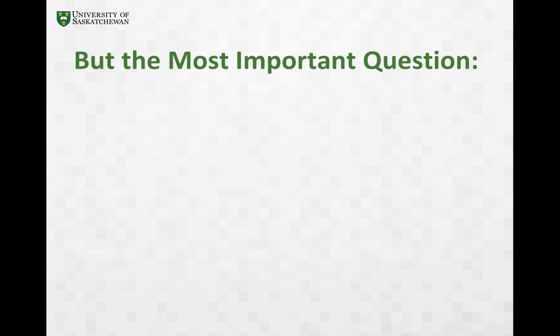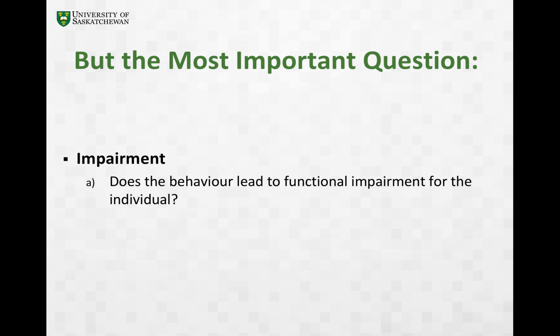But probably the most important question that we need to ask is whether or not the behavior is leading to impairment. Does the behavior lead to a functional impairment for the individual? And not only that, in what contexts would we see that impairment? Are we seeing it only at home, only at school, only at work? Are we seeing it across all of these contexts or in 2 out of 3? That's a very important consideration when we're determining whether or not a behavior in and of itself is now worthy of being considered a disorder.